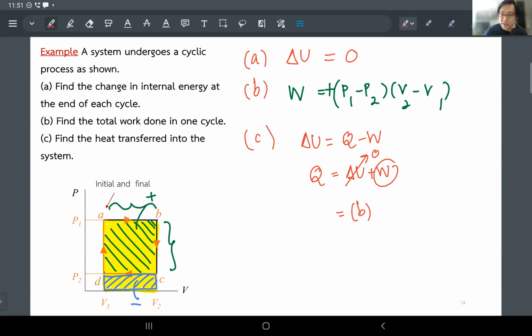Okay. Any questions? If delta U is 0... Oh, okay. So the delta U is 0 because you come back to the original position. The energy is path independent. So when they are path independent, it means if you're standing at the same position, you have the same energy all the time. Does that make sense?